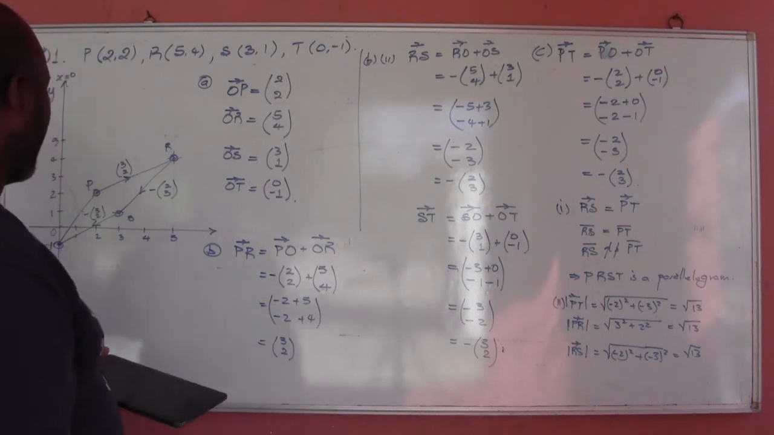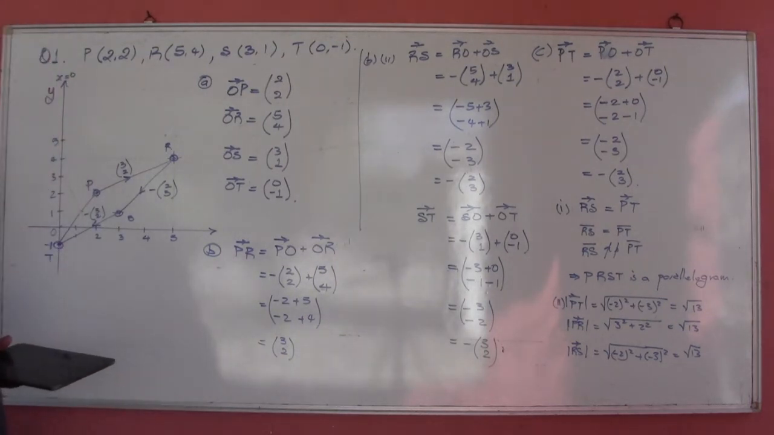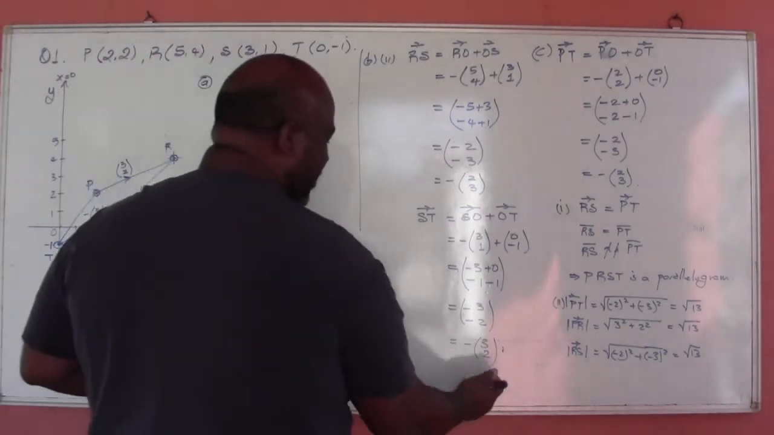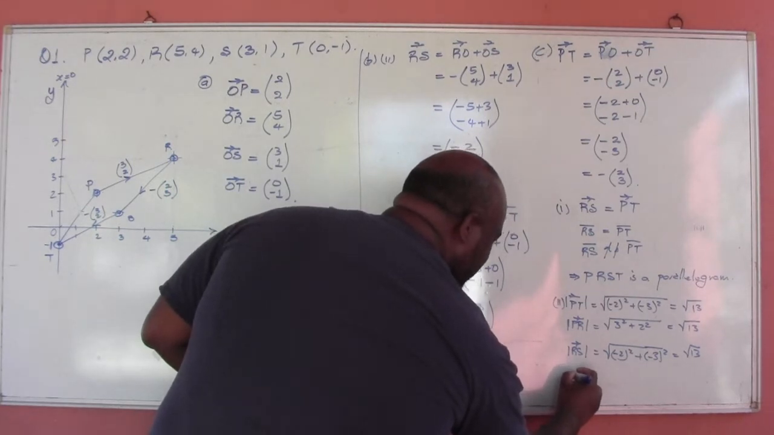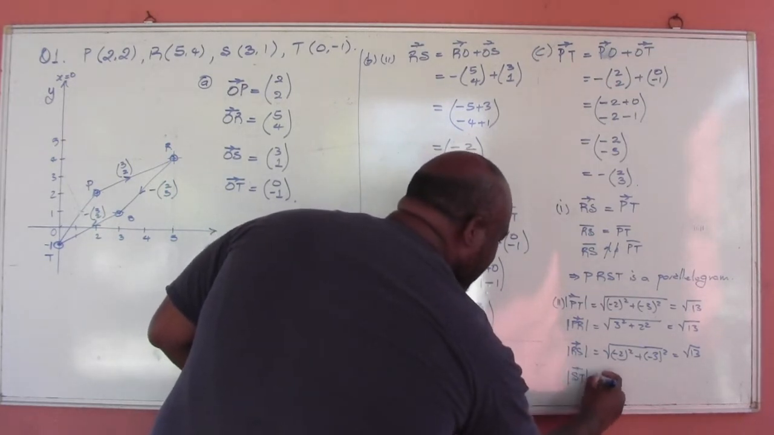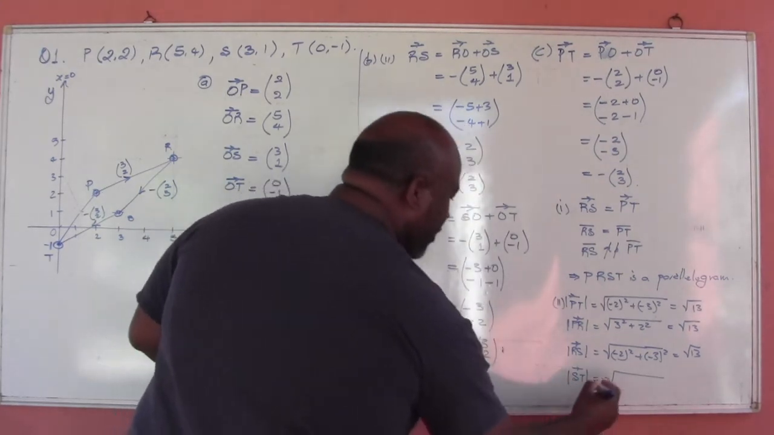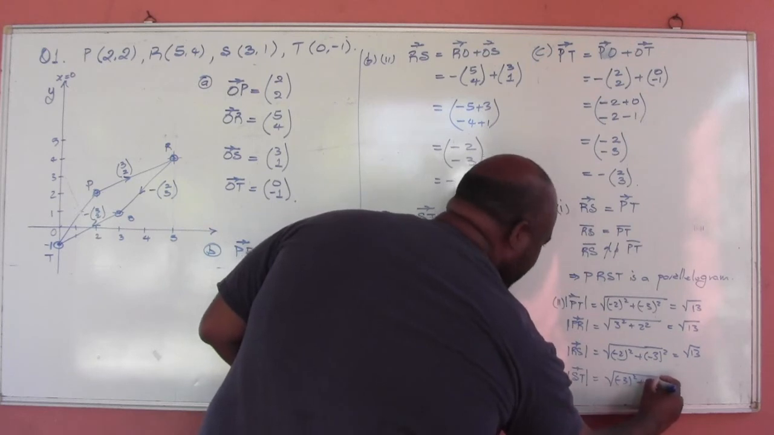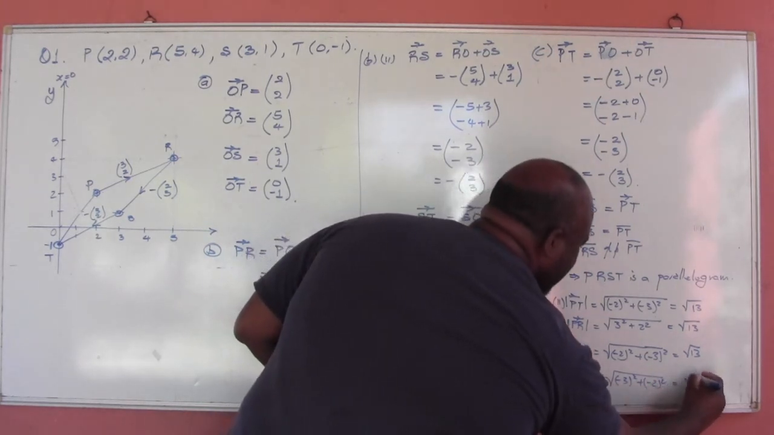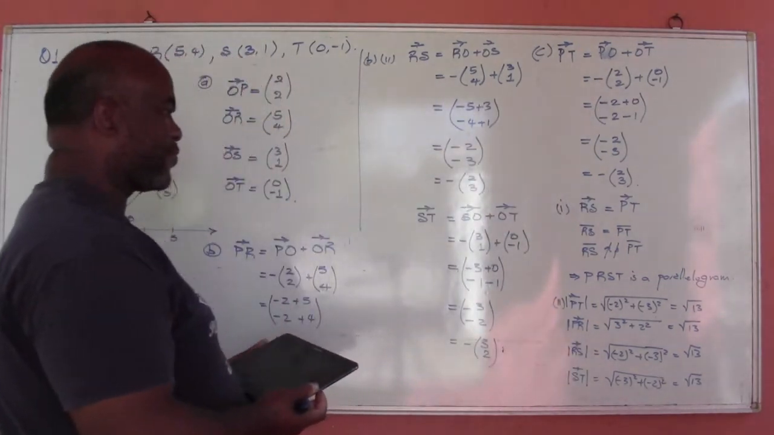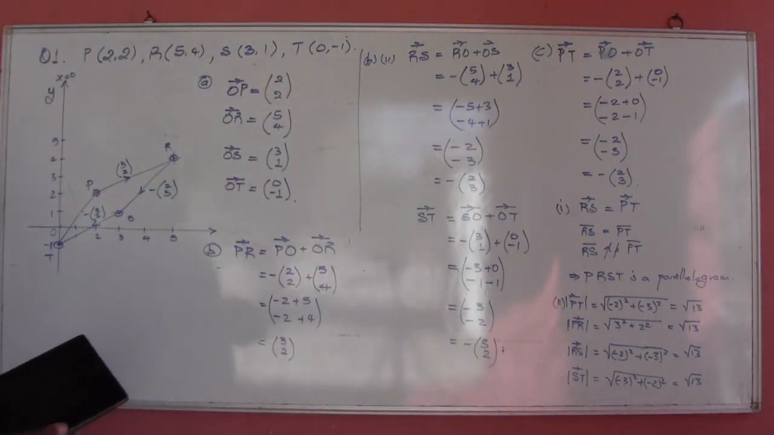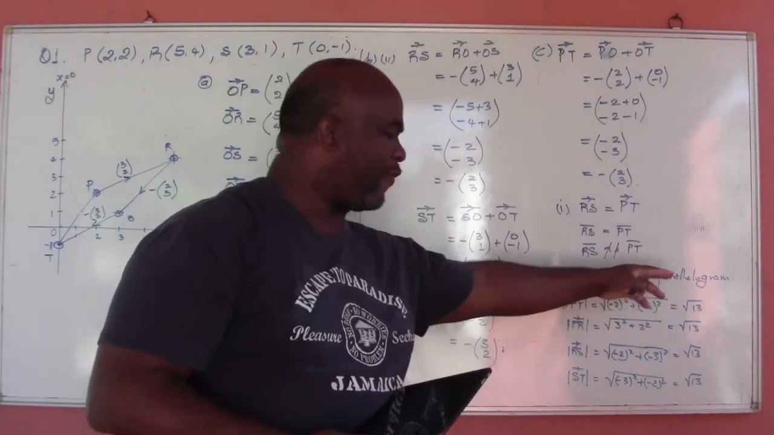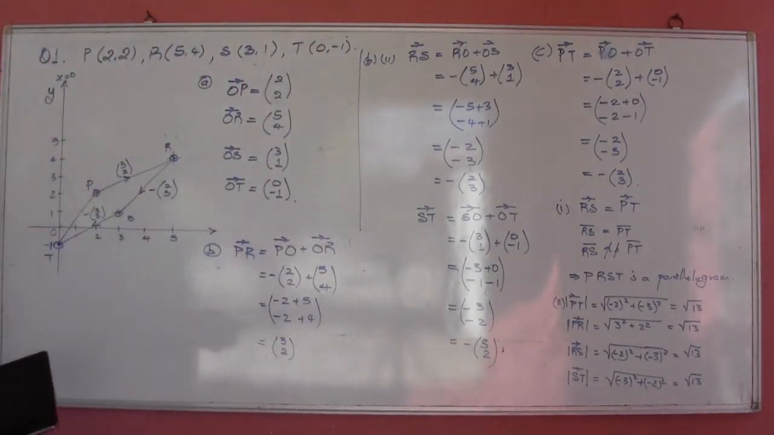And lastly, we did RS, now ST. ST is here. So the magnitude of ST is equal to the square root of (-3) squared plus (-2) squared, which is also equal to the square root of 13. So the shape is both a parallelogram, and all four sides are equal. A parallelogram in which all four sides are equal is a rhombus.